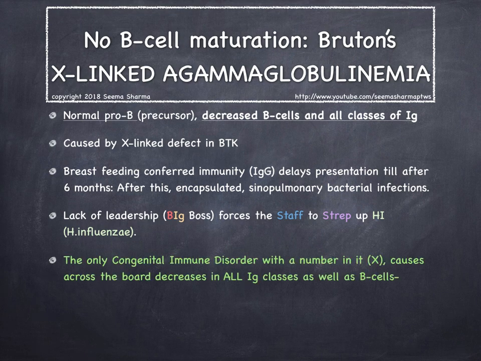Another way to remember this is the only congenital immune disorder with a number in it. So actually X, which is for X-linked, can also be read as 10, but it can also be interpreted as X out, like wipe out. So there's an across-the-board decrease in all Ig classes as well as mature B cells or mature B lymphocytes. And the treatment of this is with IVIG.